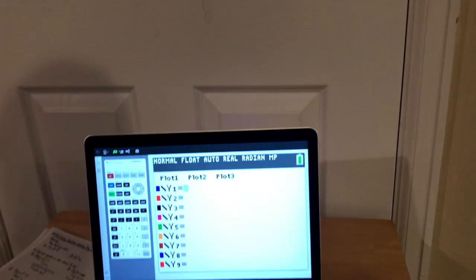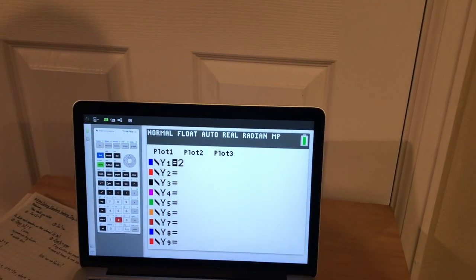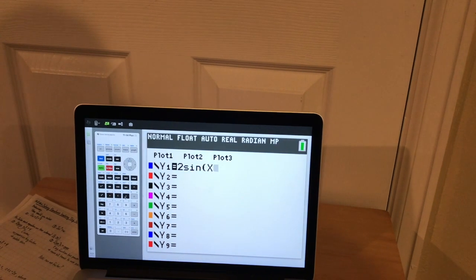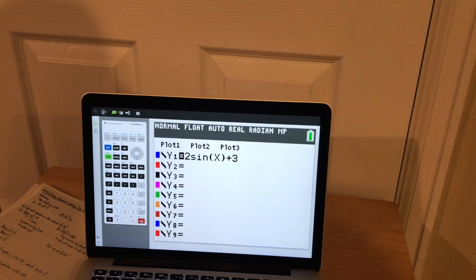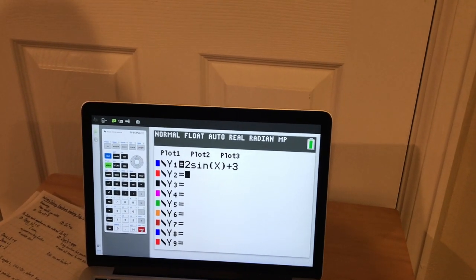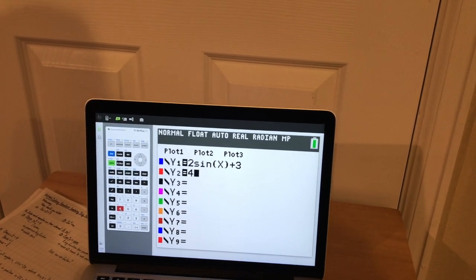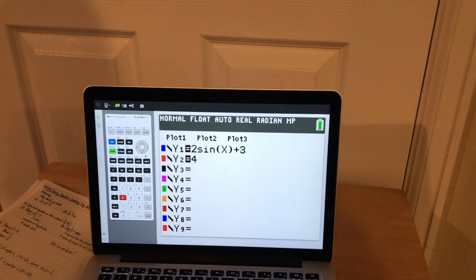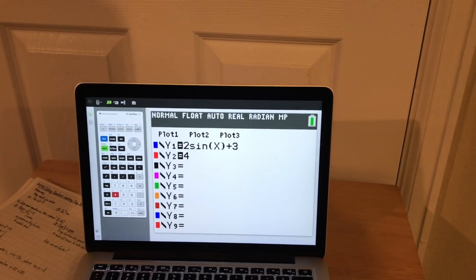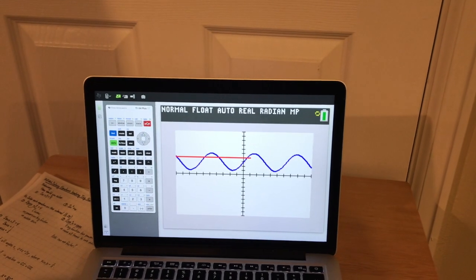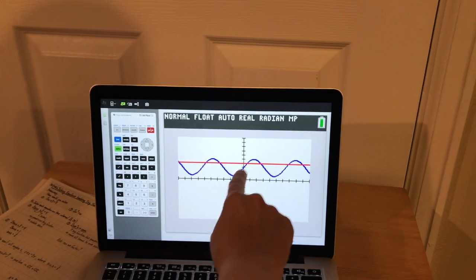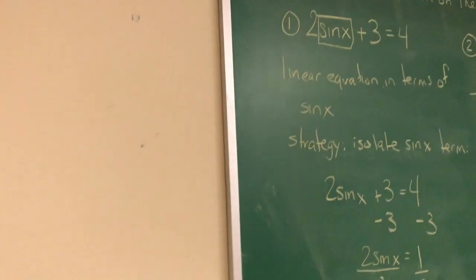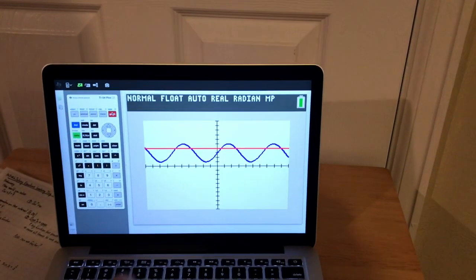So the first function I'm going to plug in is 2 times the sine of x plus 3. So I'm plugging in one side of that equation up there, and now I'm going to plug in the other side, which is 4. All right, now when I hit graph, who knows what my window looks like? There's a picture. What we're seeing here is the 2 times the sine of x plus 3, that's the wave, and then y equals 4 is the red line.